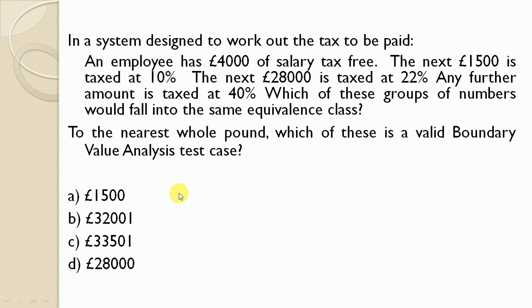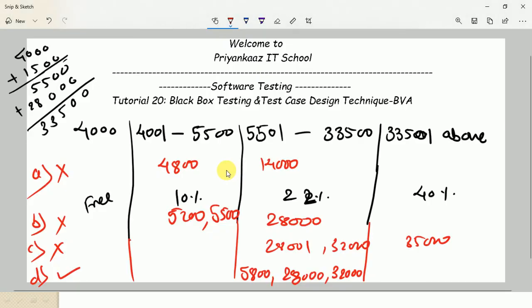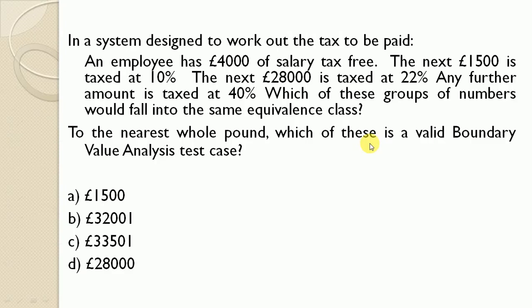Now, what is the next question? So I guess this is by referring to the same scenario, you just need to identify, to the nearest whole pound, which of these is a valid boundary analysis test case. So now you got this particular partition and the range. Now every range here, this is what your valid boundary is. Okay, so you need to judge the output, which is the valid boundary available in these particular options.